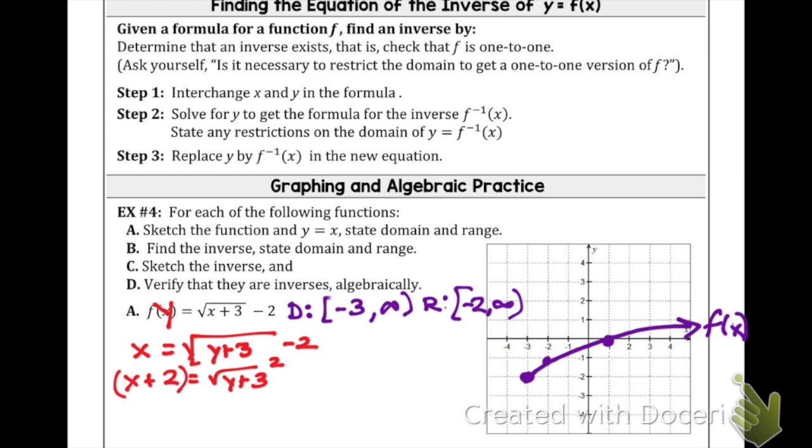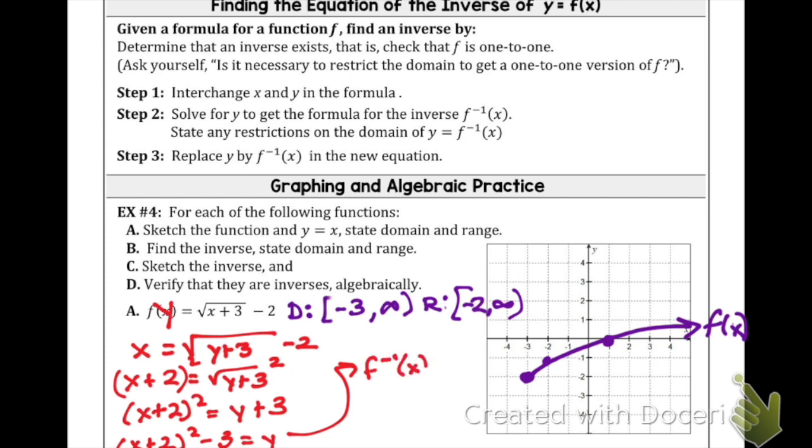Squaring both sides gets me x plus 2 squared equals y plus 3. Subtract your 3 over. x plus 2 squared minus 3 is equal to y. And now I'm just going to rewrite my answer in function inverse notation. So f inverse of x is equal to x plus 2 squared minus 3. And my domain for that is going to be the range, which is -2 to infinity.